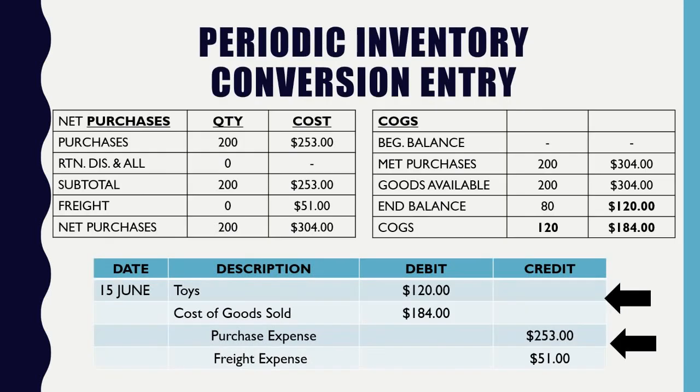Okay? So in this case, like I've mentioned before, you're going to take the ending inventory of 120, and you're going to take your cost of goods sold of 184, and you're going to counter them against your expenses, because you're zeroing out your expenses. We're transferring from one account to another. So in this case, I'm zeroing out my purchase expense for 253 plus your freight expense of $51.